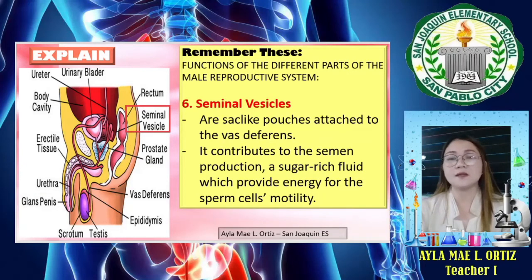So the sixth, class, is the seminal vesicle. So these are sac-like pouches that attach to the vas deferens. So it contributes to the semen production, a sugar-rich fluid which provides energy for the sperm cells' motility. When we say motility, this is also for their movement. So the seminal vesicles, class, are 2 small glands that store and produce the majority of the fluid that makes up the semen. So it helps the sperm to move to its location.